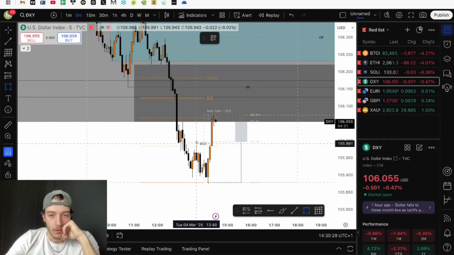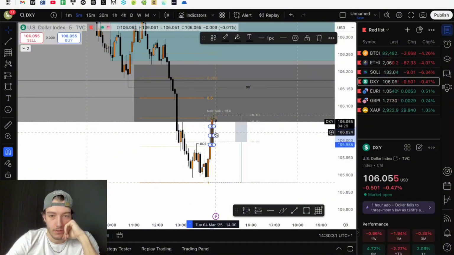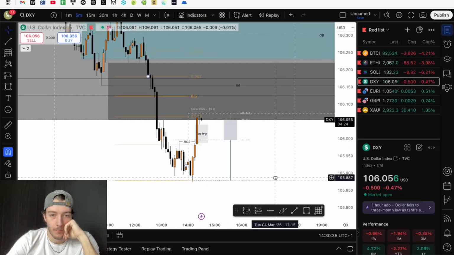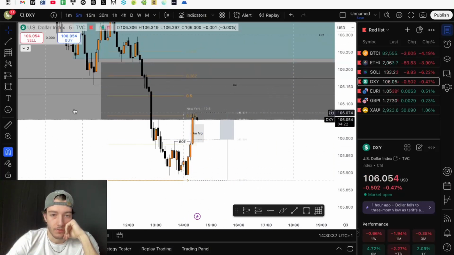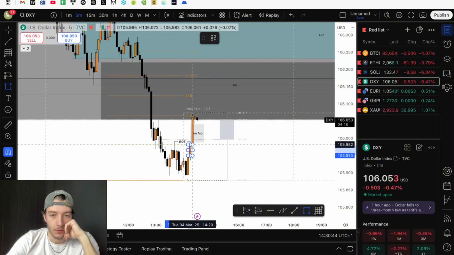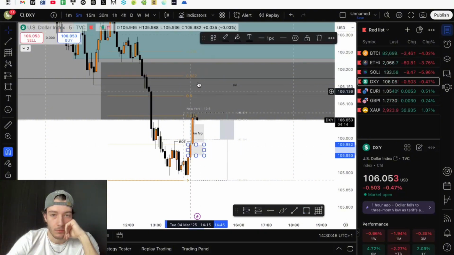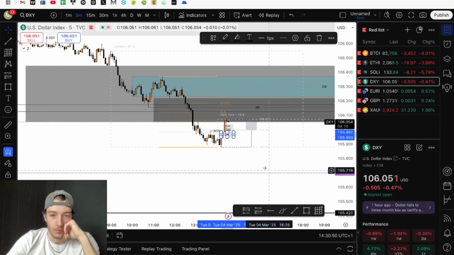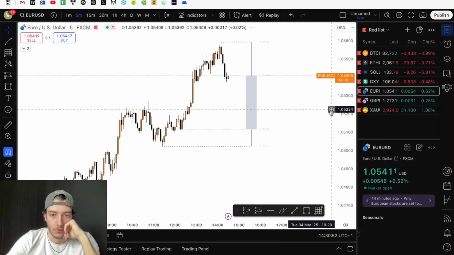Alright, let's see how the dollar will react to this 5-minute bullish fair gap here, or this breaker here. If it closes any candle below this lower 5-minute fair gap, it indicates that we are starting to move lower, and I can start longing Euro or GU.